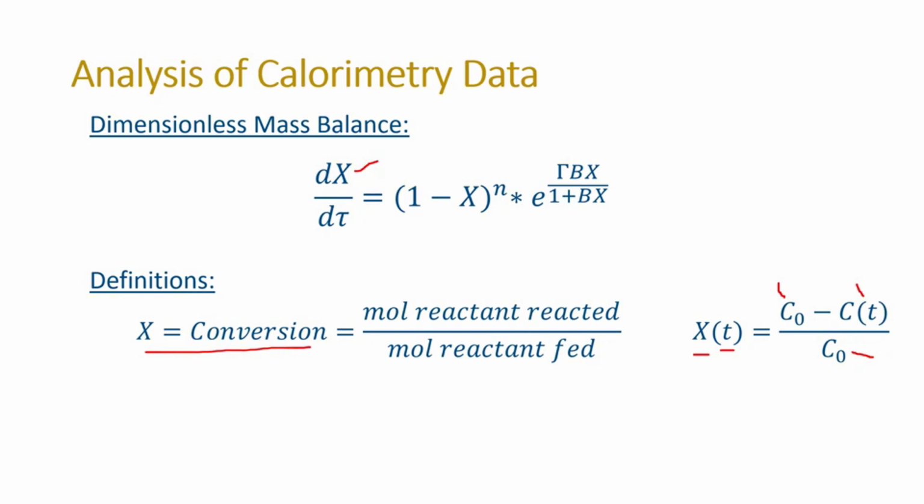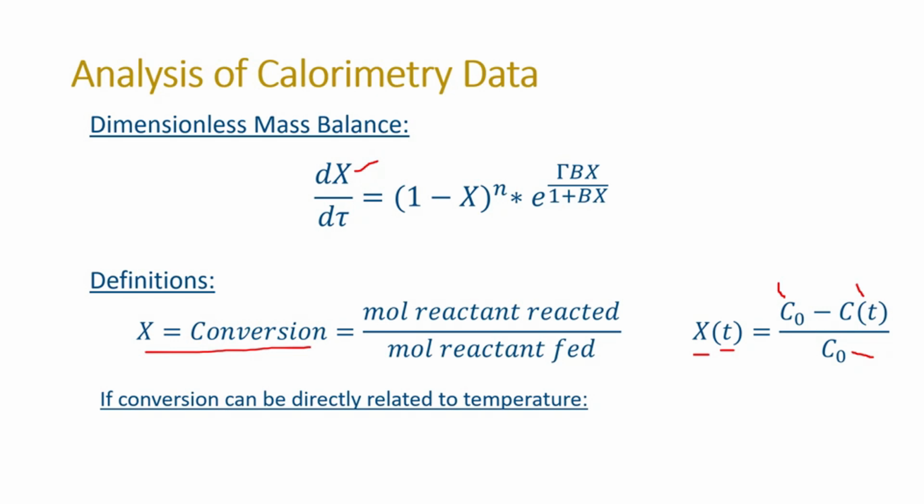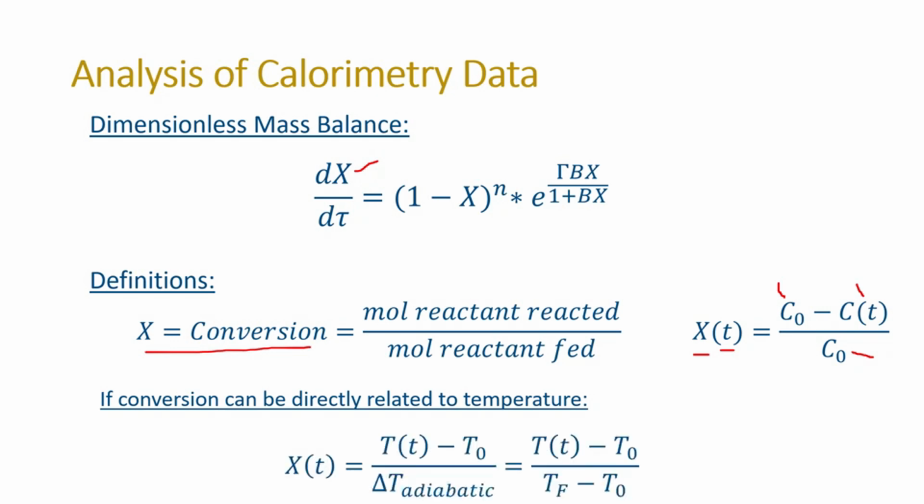Now again, our calorimetry data is temperature versus time. And if we can relate conversion directly to the temperature, we can express the conversion, again as a function of time, as the current temperature at time t minus the initial reaction temperature, T sub 0, also called the detected onset temperature, divided by the adiabatic temperature change, which is the final reaction temperature when the reaction is completed, minus the reaction onset temperature.